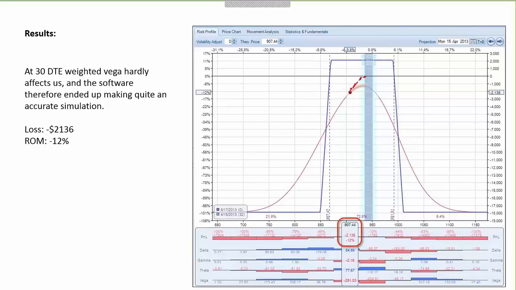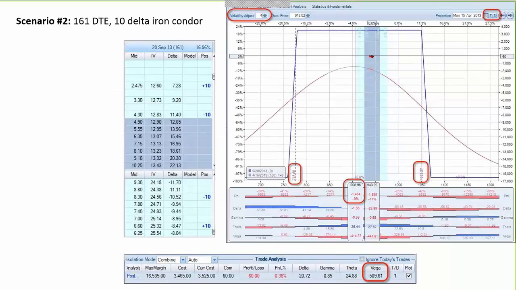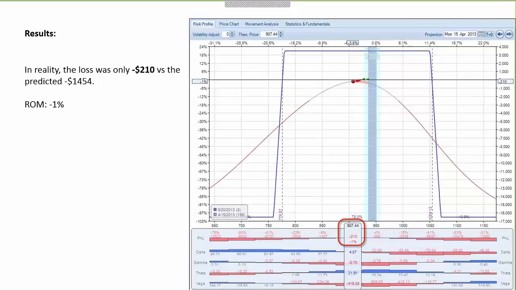So now let's look at the dangerous long-term iron condor. All right, long-term iron condor, 5.3 months out, okay? 10 delta. And our Vega is quite a bit bigger than our prior one, okay? Danger, right? Negative Vega is too big, right? Vega goes up, we're going to get smacked. Now recall, the prior 30-day iron condor was down 12% overnight. This condor is down $210, 1% down. What? I thought it was dangerous, right?